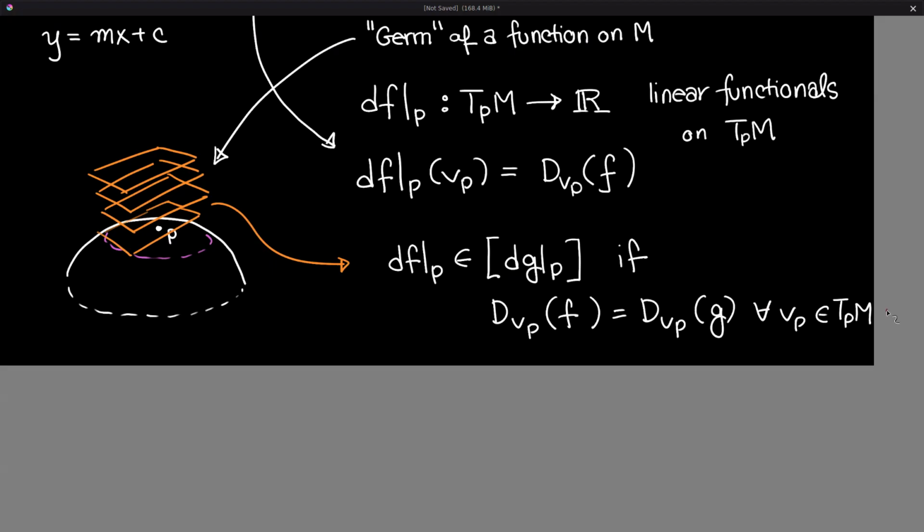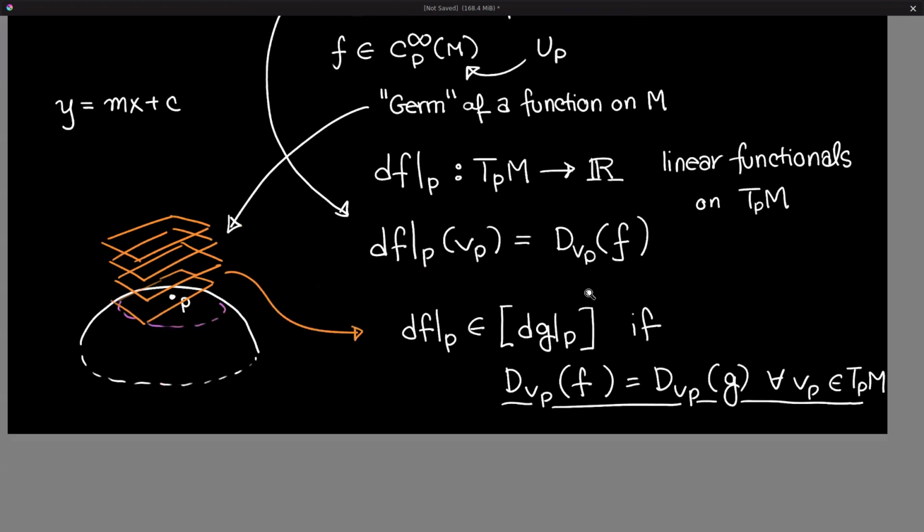But we don't need to be that fine-tooth combed. So we're just going to say if it works for every element of TpM, meaning that what we're really saying here is: what if their directional derivatives agree in every direction, and for every vector? Then we say that dfp, the covector, is the same as dgp.